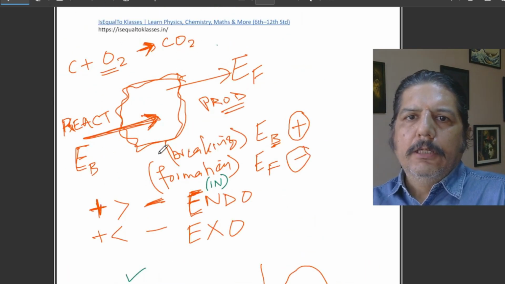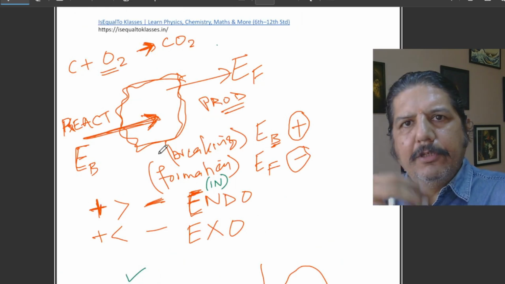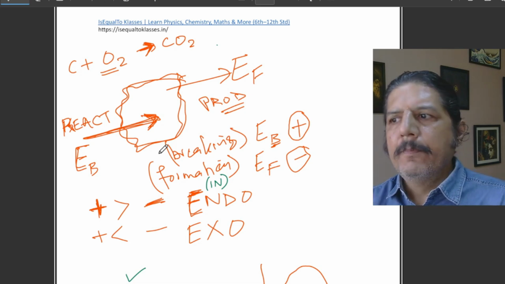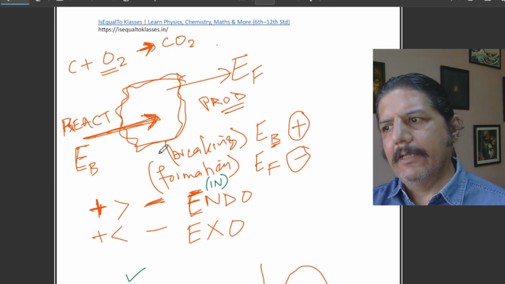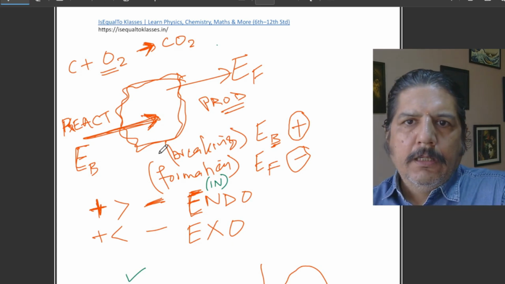Now, if you understand this, you'll be able to answer the MCQs also, which will be graph based. And if you understand this, you'll be able to do the numericals also. When I'm doing the numericals in this lecture, I have explained this again and again.